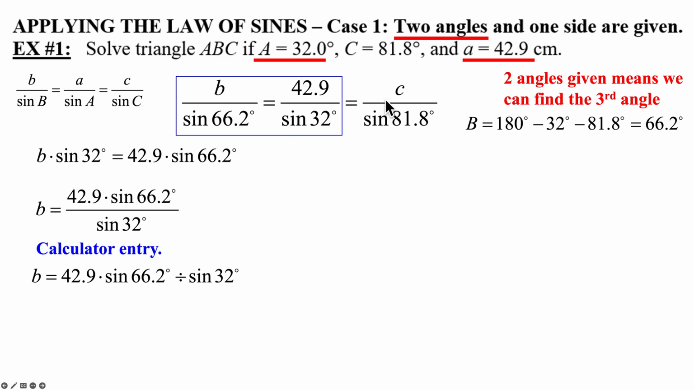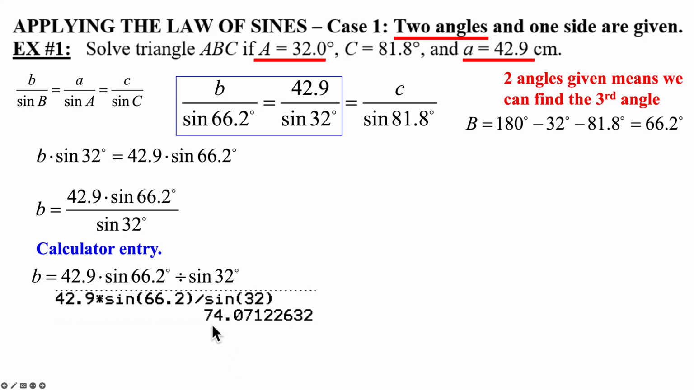All right, create the triple proportion. Boom, create your calculator entry for the left side. Go to the calculator. We enter it in. We get 74.07 and so on. All right, they gave me a side value of 42.9 to 1 decimal place. Okay, round to 1 decimal place, 7 rounds to 0 up to a 1. B is done. Now we go to the right side of the proportion. Now you solve for C.